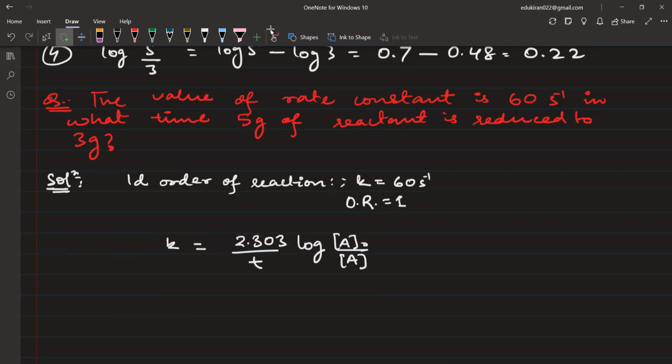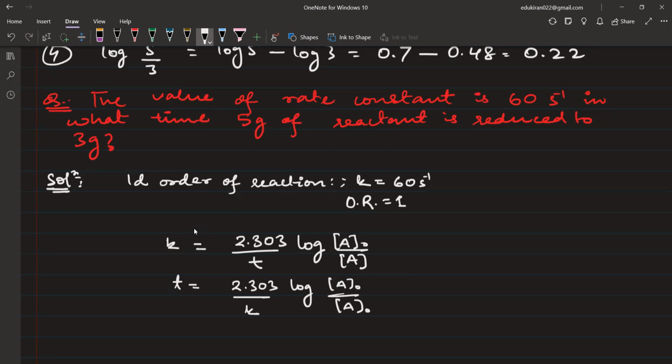Ab yahan se dekhiye, I will circle what is given. K is given, right? The initial concentration is given, the final concentration is given, and they are asking you what? They are asking you the time. So I will rewrite this equation in some different form. Since they are asking for time, I will write time is equal to 2.303 divided by k, log of a naught upon a.